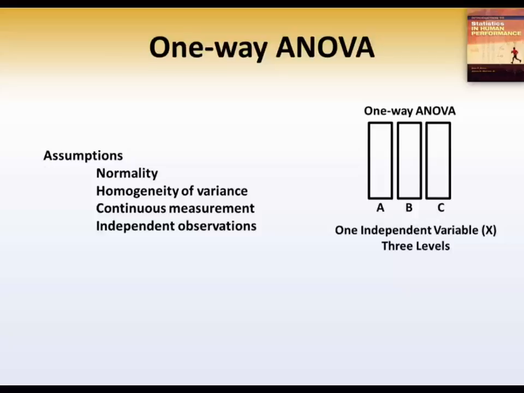Now, like the independent and dependent t-test, one-way ANOVA has assumptions, which are the same as for the independent t-test. The assumptions here are normality, homogeneity of variance, continuous measurement, and independent observations, meaning there are different people in each level of the independent variable. Importantly, analysis of variance is robust to many of these assumptions. One that becomes most important to us in this chapter and in the next chapter is the independence of observations. There'll be a great deal more about that in chapter 10.